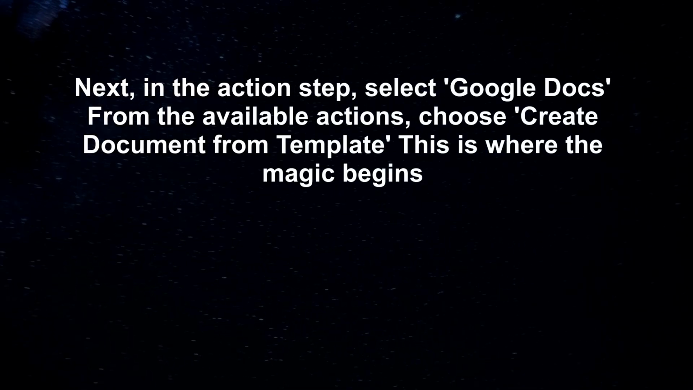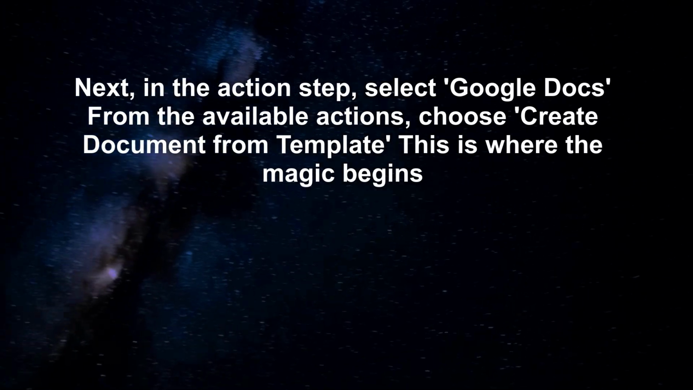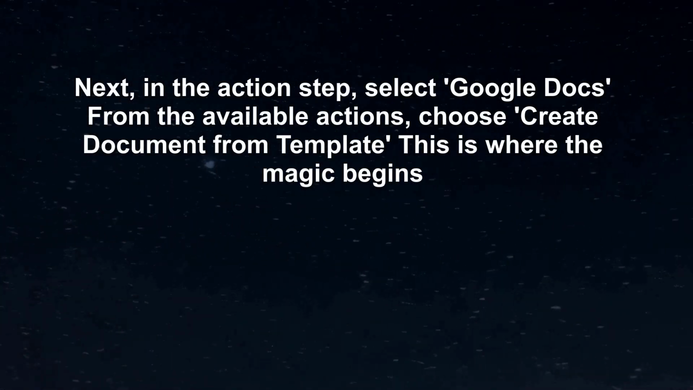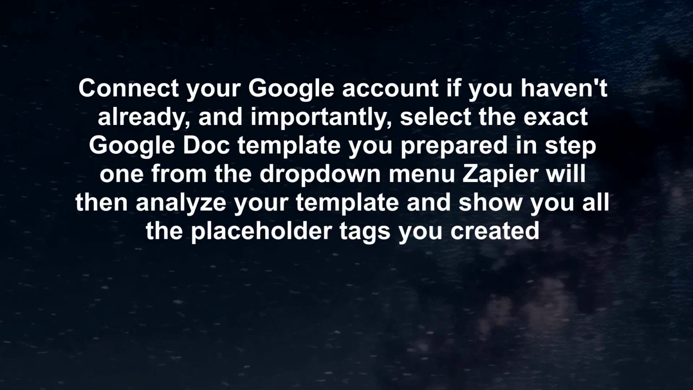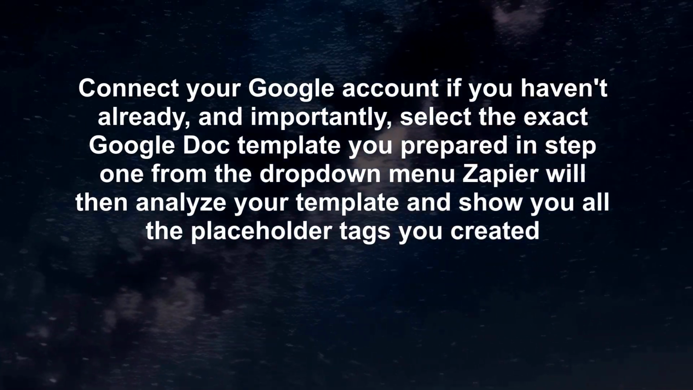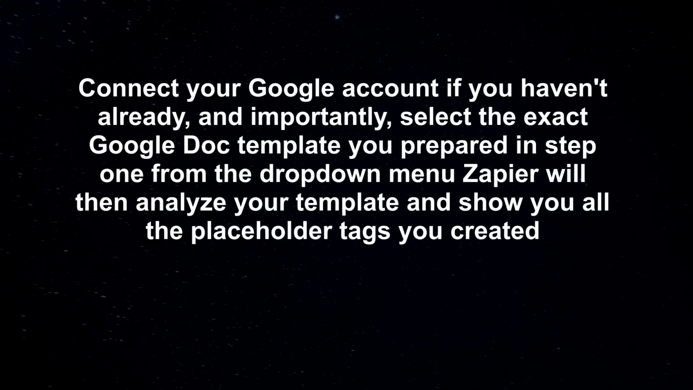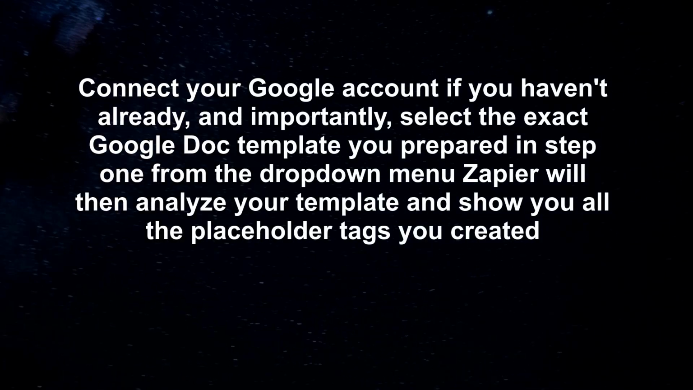Next, in the action step, select Google Docs from the available actions. Choose Create Document from Template. This is where the magic begins. Connect your Google account if you haven't already. And importantly, select the exact Google Doc template you prepared in Step 1 from the drop-down menu.